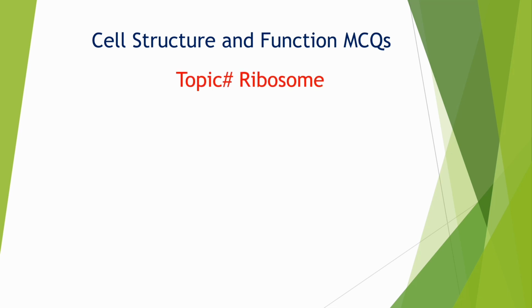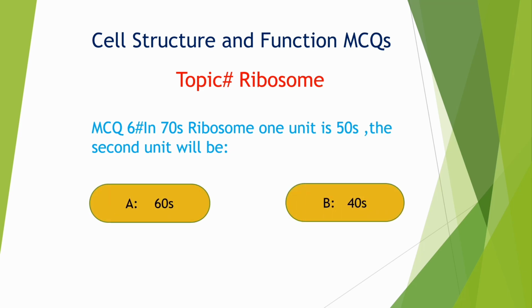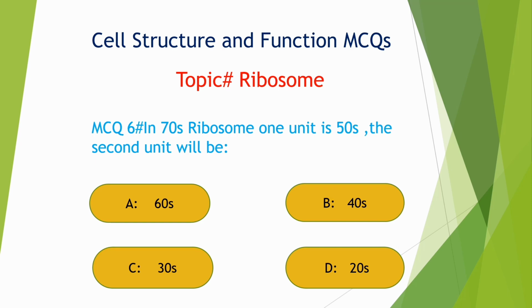Cell structure and function MCQs. Topic: Ribosome MCQs number 6. In 70S ribosome, 1 unit in 50S, the second unit will be: A. 60S, B. 40S, C. 30S, D. 20S. Correct option is C. 30S.